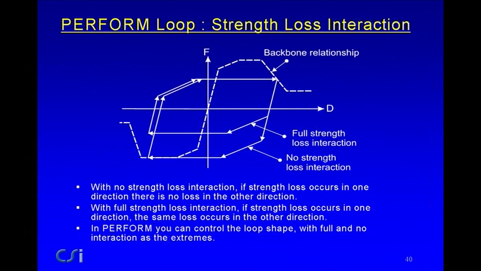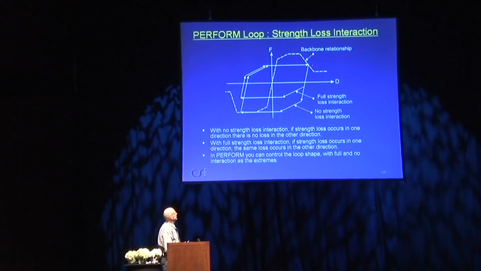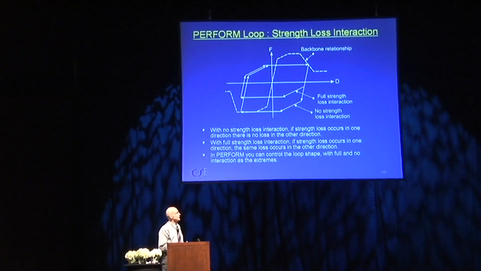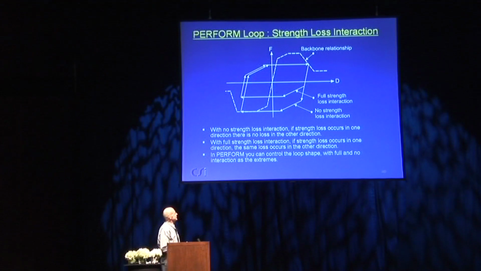The third one is called strength loss interaction. Again, this is the backbone curve. If you deform it out to here and then have a hysteresis loop, if there's no strength loss interaction, the strength in the opposite direction will not be reduced. If there is strength loss interaction, the strength in the opposite direction will be reduced. It depends on what type of structure it is. In some cases there is strength loss interaction, in other cases there's not. One of the parameters you can specify in Perform is a strength loss interaction parameter.